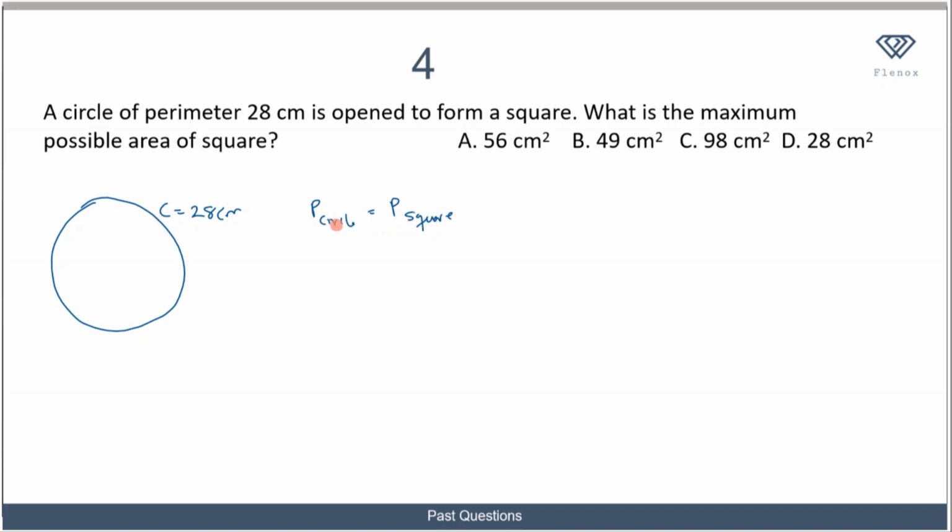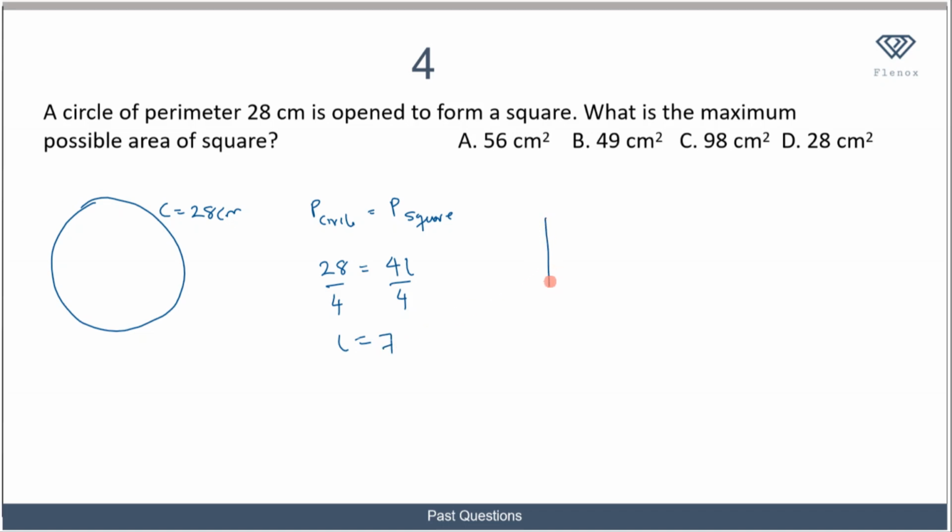So now the perimeter of the square I've been told is equal to 28. I can write that as 4L, that's the formula, where L is the length of one of the sides. So if I divide both sides by 4, I have L equal to 7.